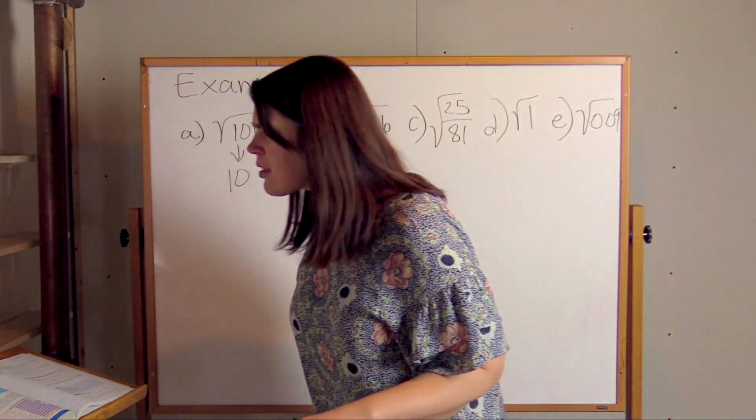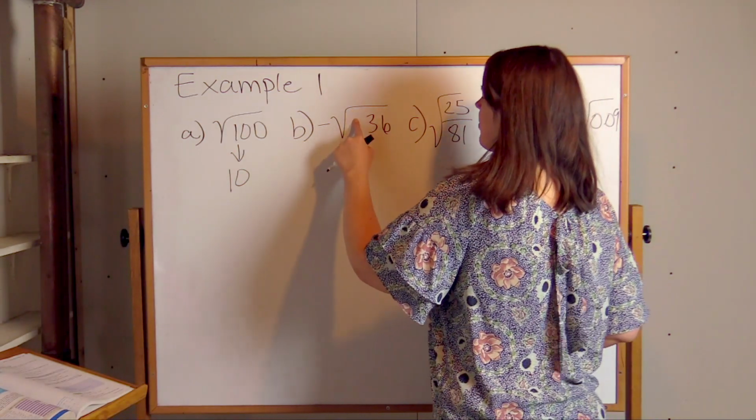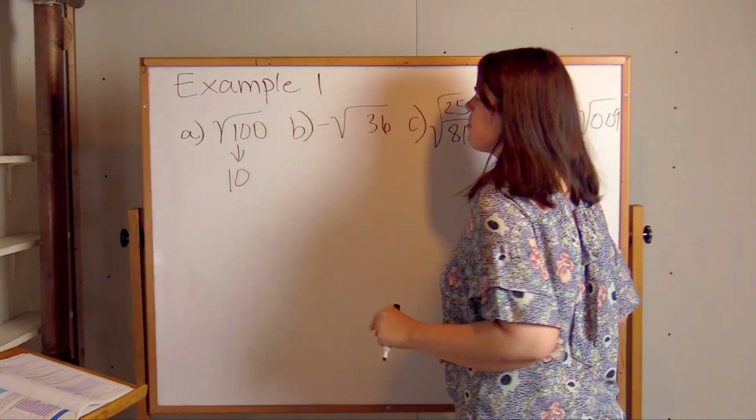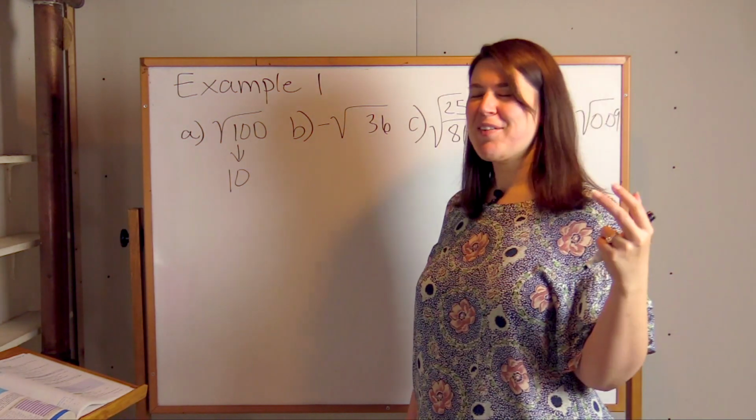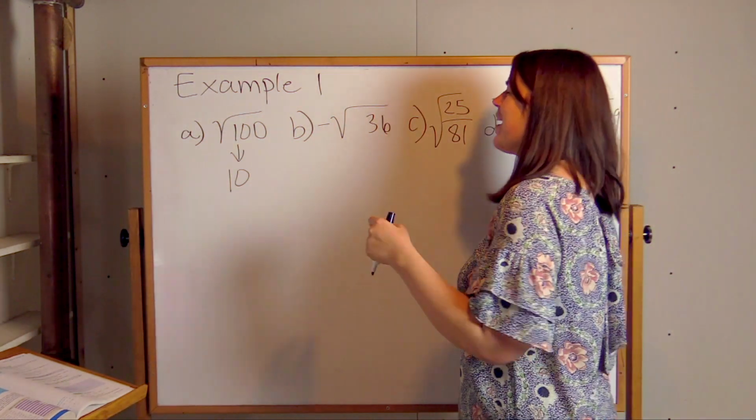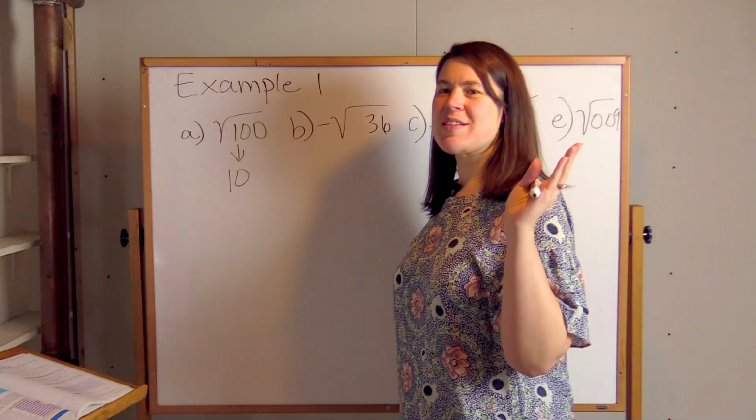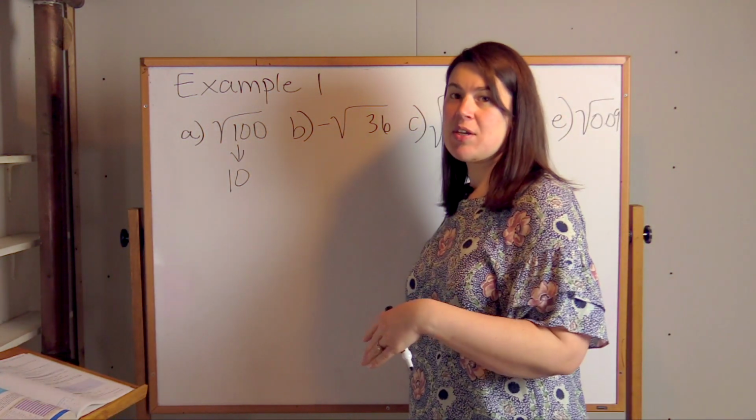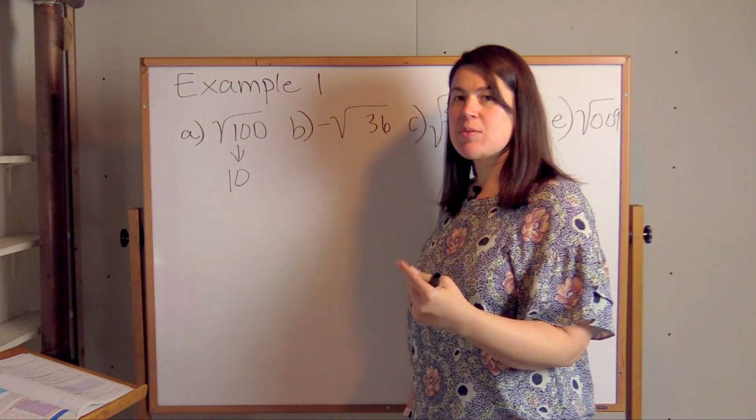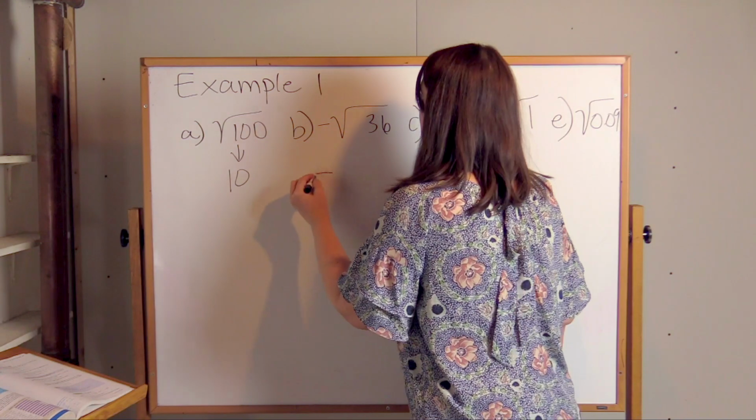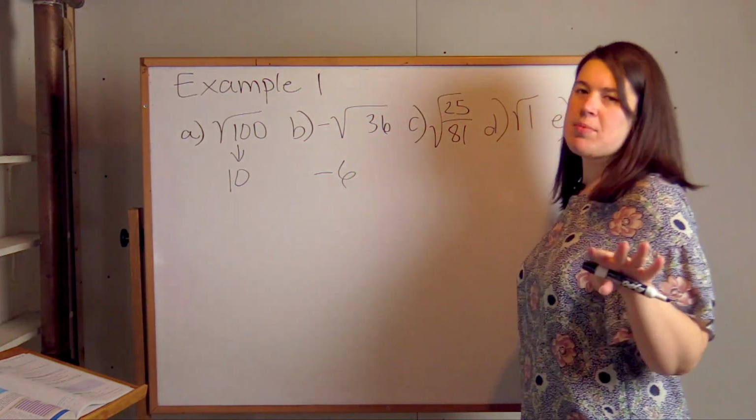Wait, is it 136? Oh, I wrote that wrong, I apologize. That actually should be just the negative square root of 36. I was about to say, I don't think that comes out evenly. So 36, we can take the square root of. The square root of 36 is 6 times 6. So the square root of just 36 is 6. What's the opposite of 6? Negative 6.